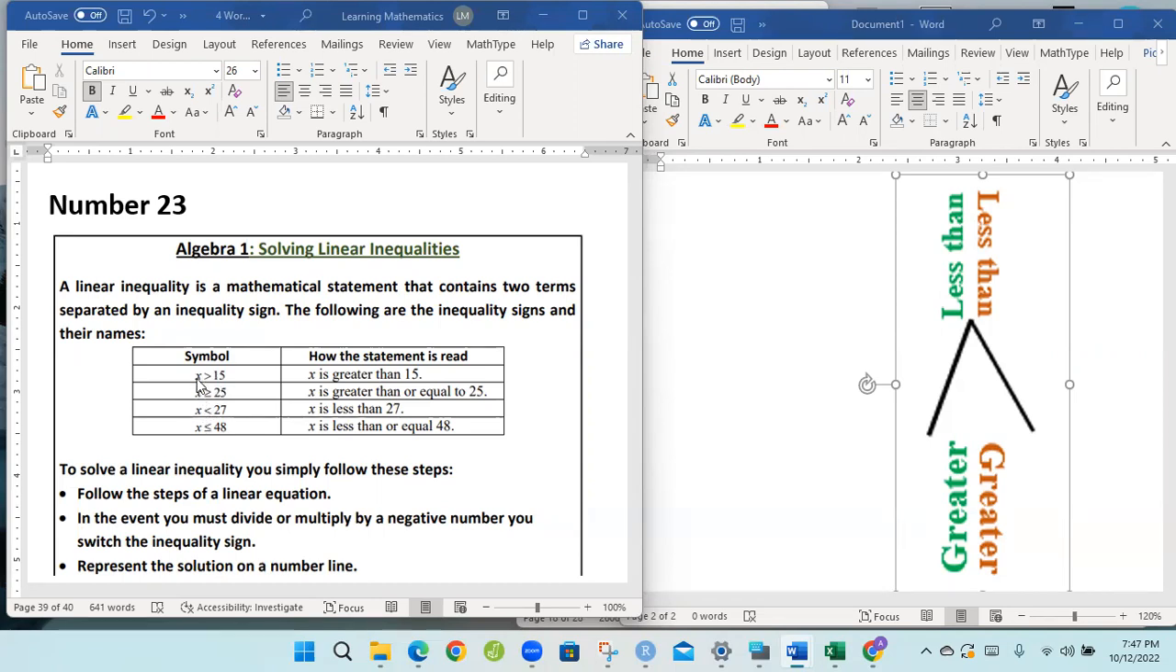And we start reading from the left. So a more elaborate explanation would have X on the right side. And then you have to start with the X. And that very same sign, you might end up saying less than. So is it the less than sign or the more than sign? It is the inequality sign with a less than part and a greater than part. To solve a linear inequality, you simply follow this step. It's just like a linear equation.